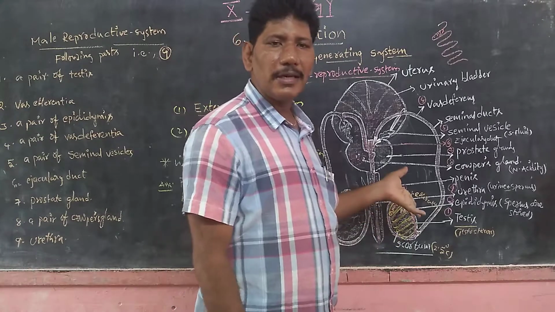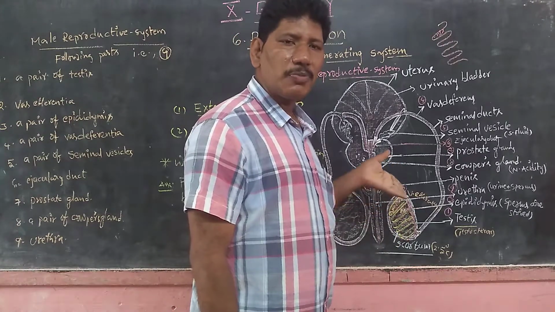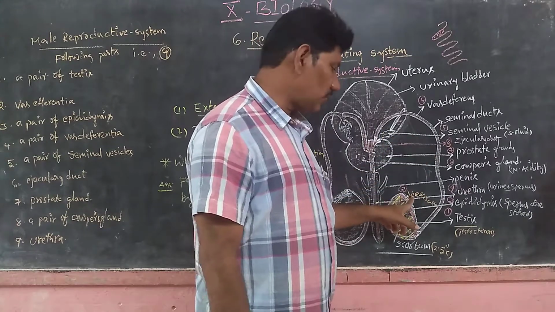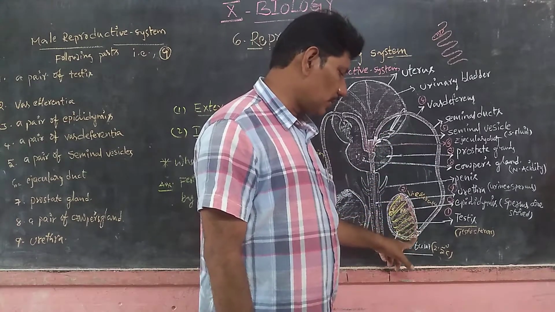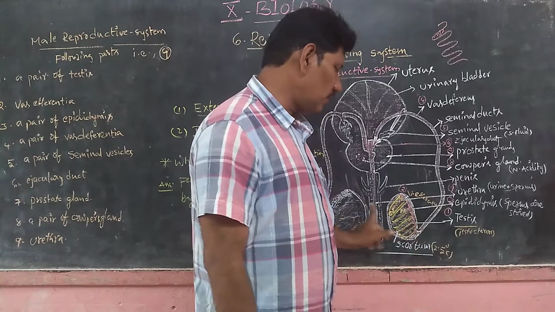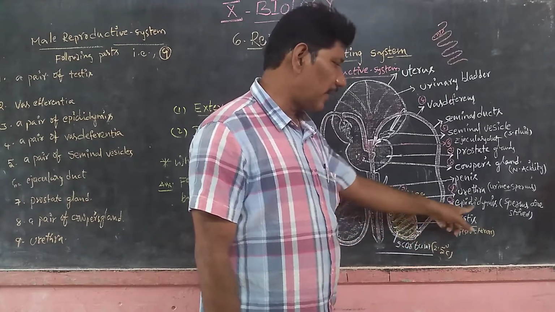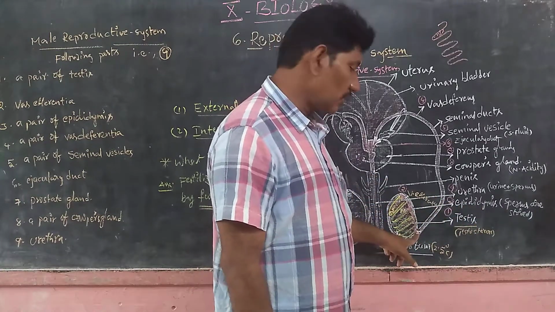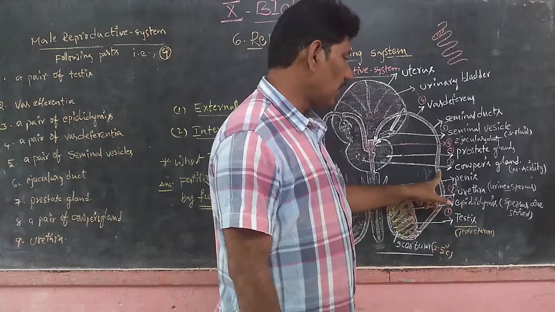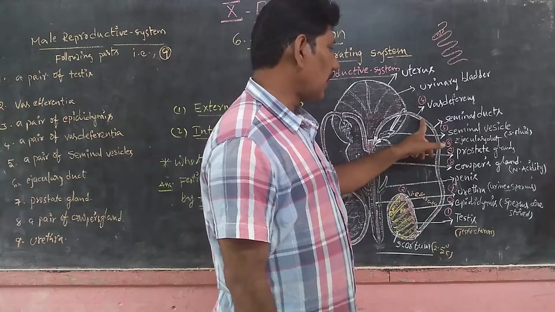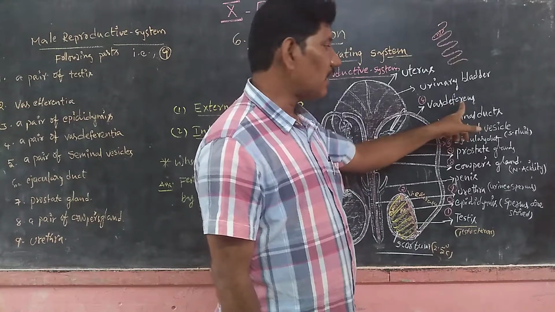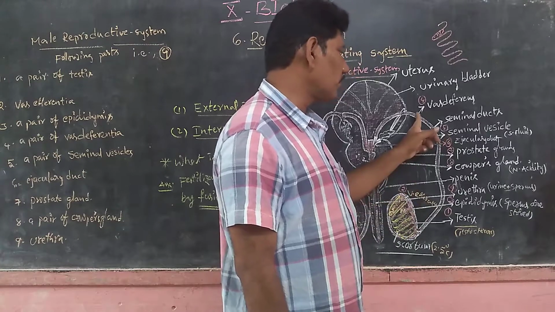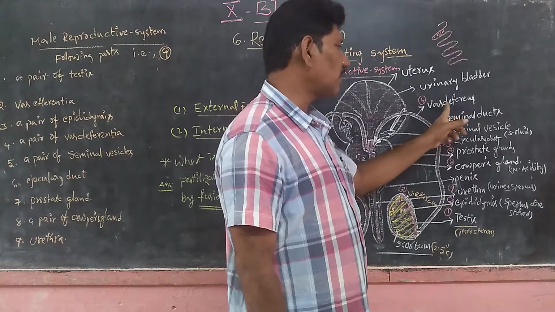So testes are the male reproductive organs which produce the sperms. These sperms enter the vasa efferentia. The vasa efferentia carry the sperms towards the epididymis. On each side of the testis, we have the epididymis. The epididymis stores the sperms and carries them through the seminal ducts to the vas deferens. The vas deferens is named so because it is far away from the testis.